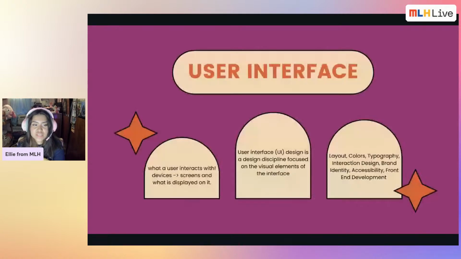So what a user interacts with, right? This is the devices, screens, and what's displayed on them. User interface design is a design discipline focused on the visual elements of the interface, right? So everything that you see visually. And these are some of the things considered when you talk about UI, right? Layout: where do the elements appear on the screen?